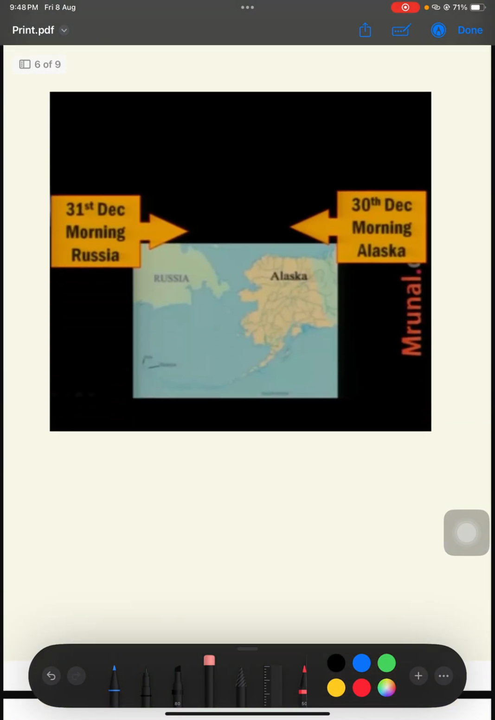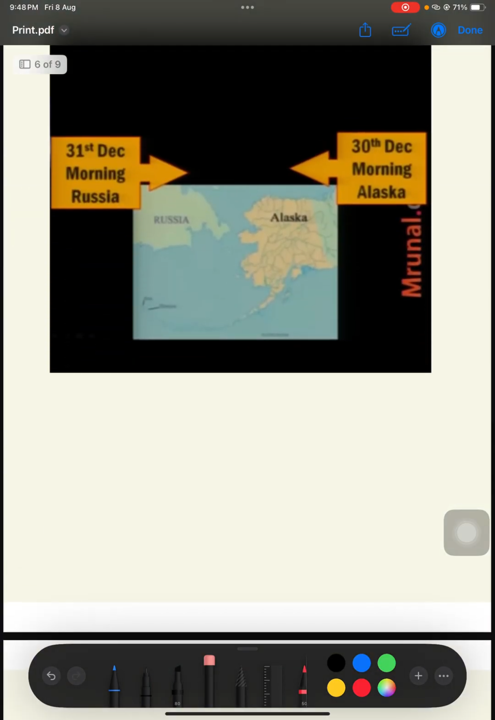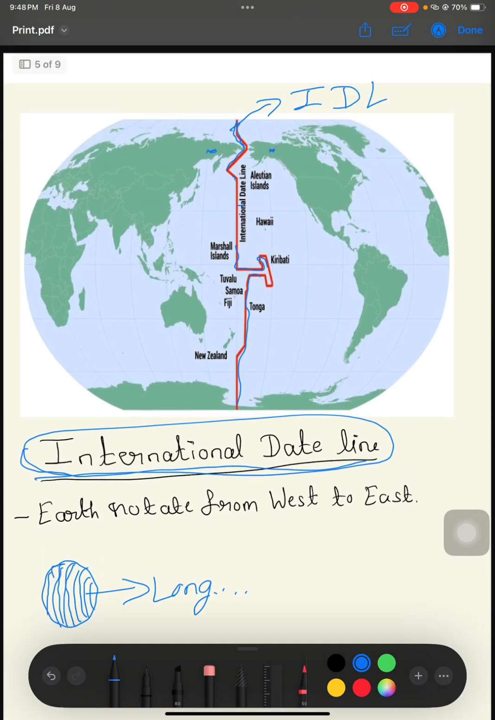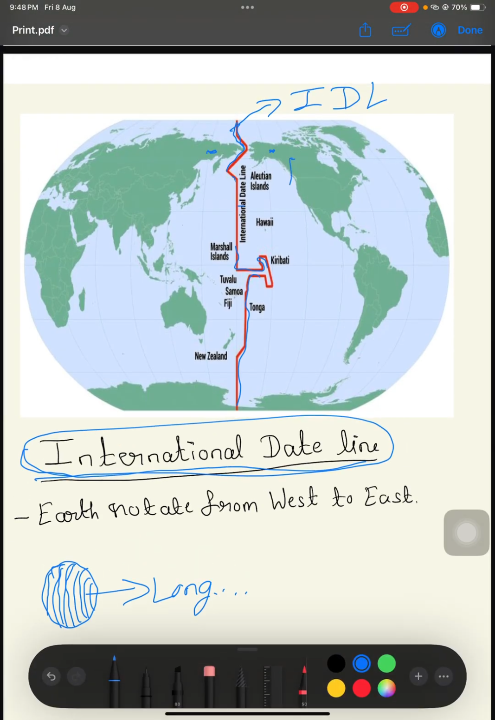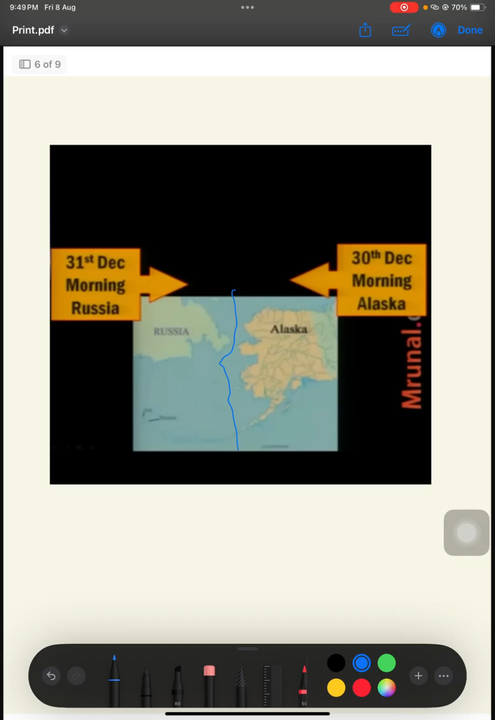Next one is, see, for example, if the international date line passes here, see, this is Northern America, this is Russia. In Northern America there is the country USA. This Alaska belongs to USA, America. This is Russia.